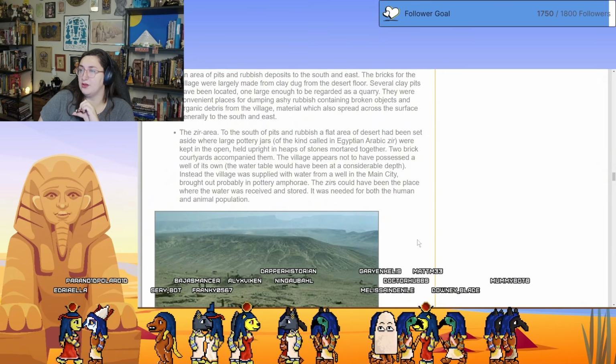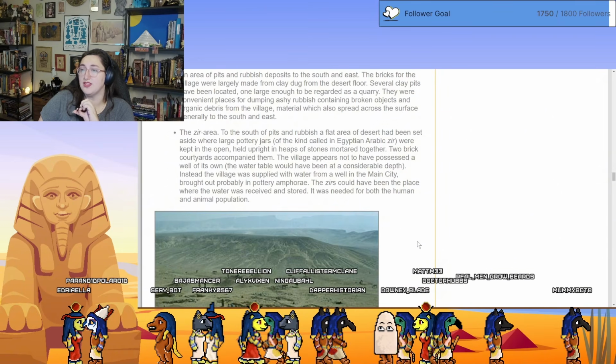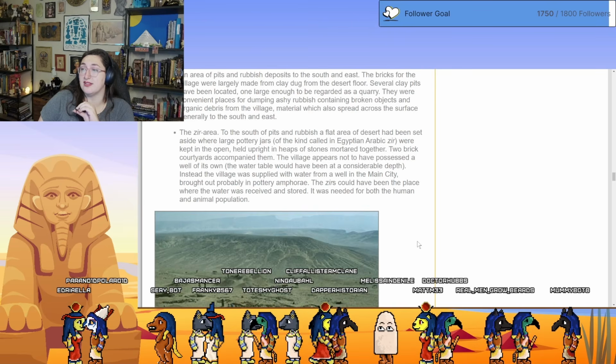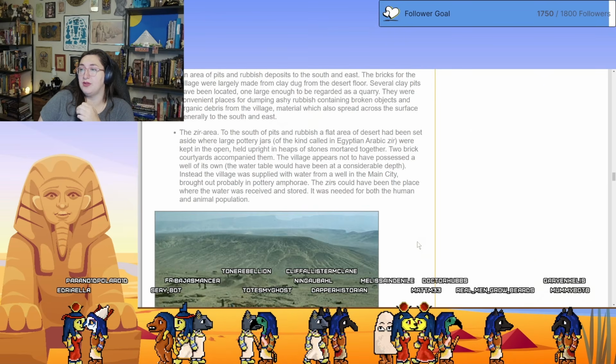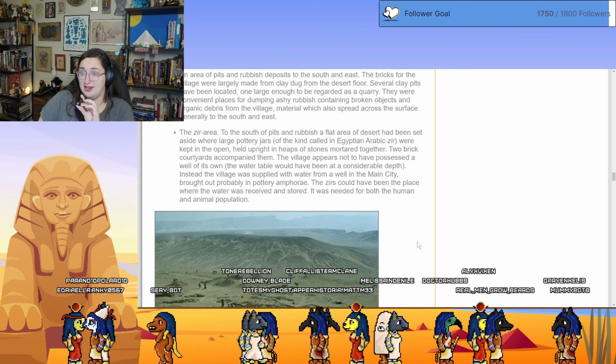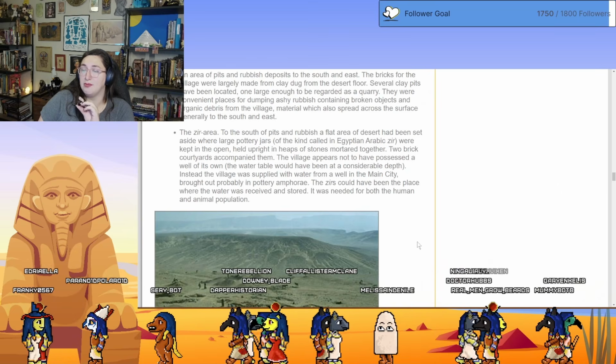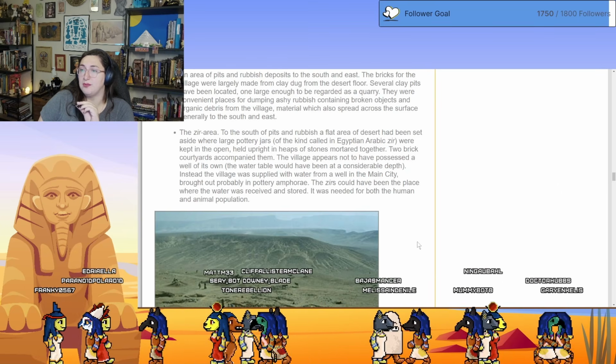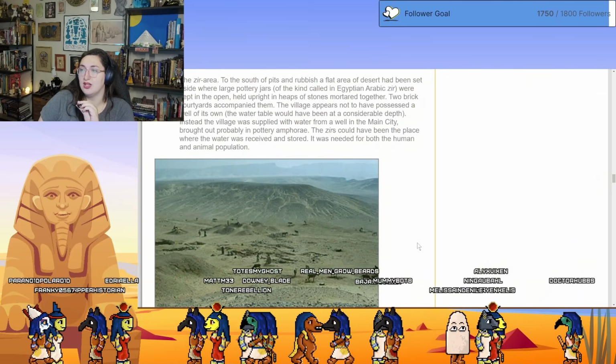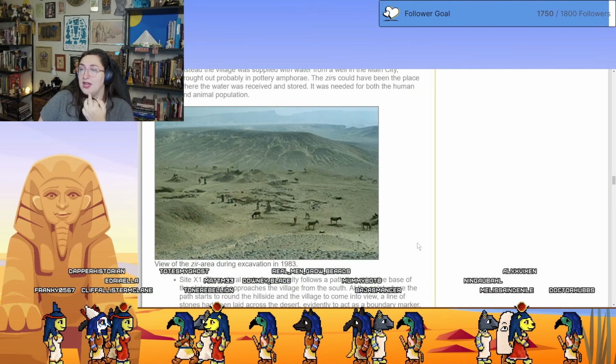The village appears not to have possessed a well of its own. The water table would have been at a considerable depth. Instead, the village was supplied with water from a well in the main city, brought out probably in pottery amphorae. The Zir would have been a place where the water was received and stored. It was needed for both human and animal population.